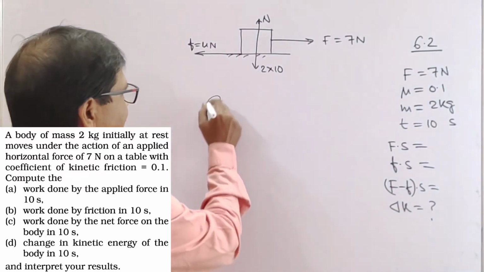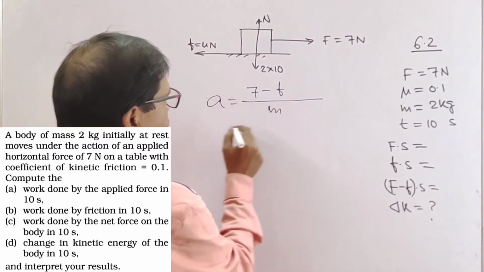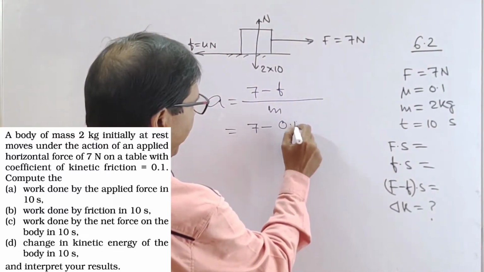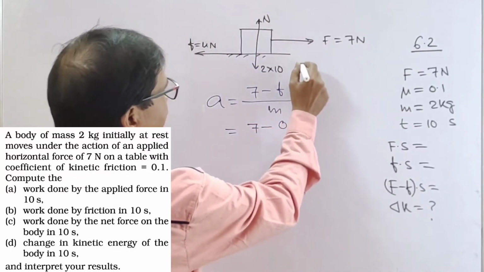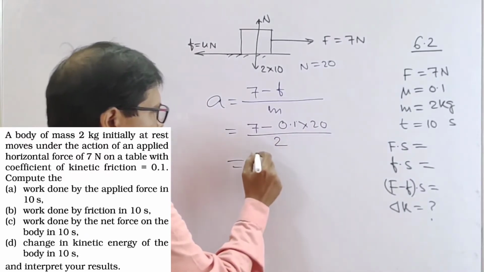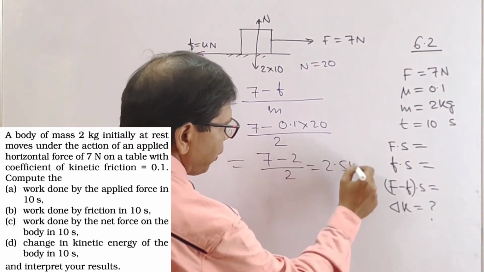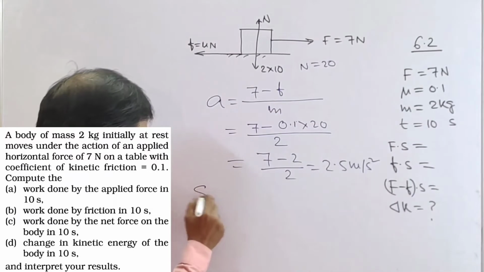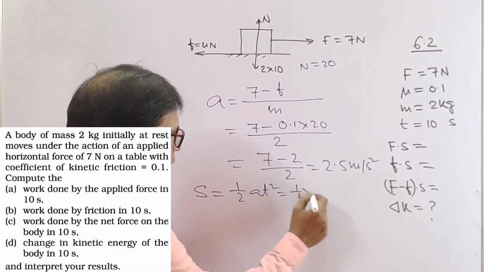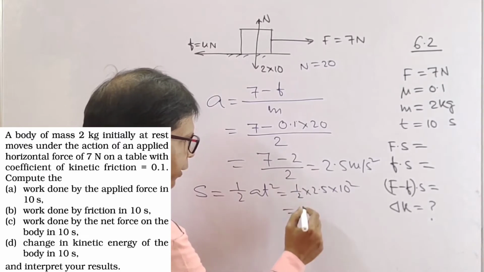So here acceleration a equals net force by mass. Net force is 7 minus mu n, so mu is 1 and n is equal to 20 Newton, so this is 20 Newton by mass 2 kg. So this is 7 minus 2 by 2, which is 2.5 meter per second square. So displacement S equals half a t square. Here half a is 2.5 and t is 10 square. So this is 50.